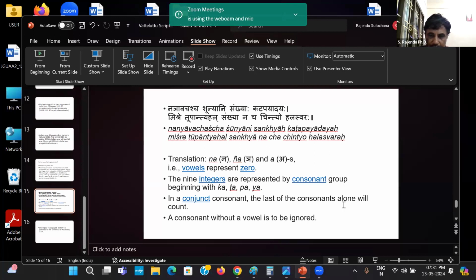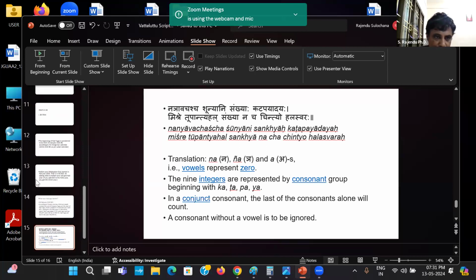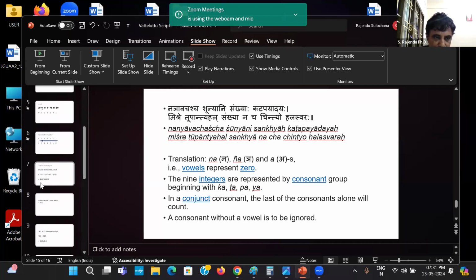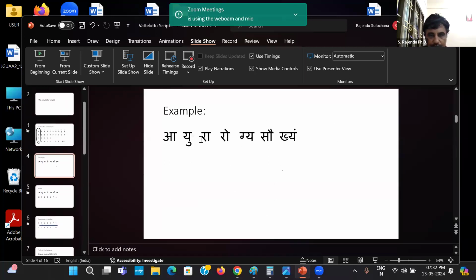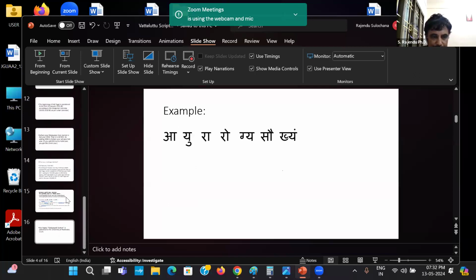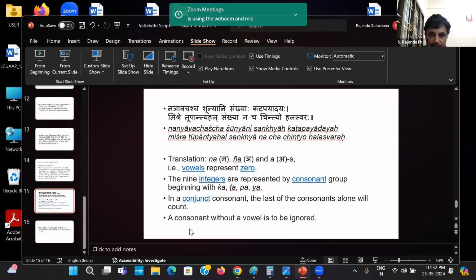In a conjunct consonant, the last consonant will be counted. Okay, the last one of the conjunct. That means in the case of ayurarogya, you take gya, ya instead of ga, you take ya, and also in khyam, you take ya instead of ka. That means the last one you take as the integer value. Then consonants alone will count. The consonant without a vowel is to be ignored. A, E, O, Ra, La is as 9, then Ra, like that.